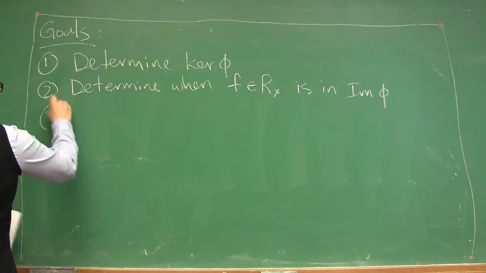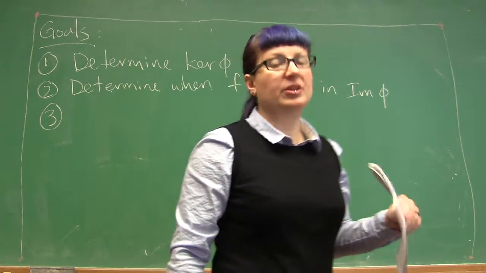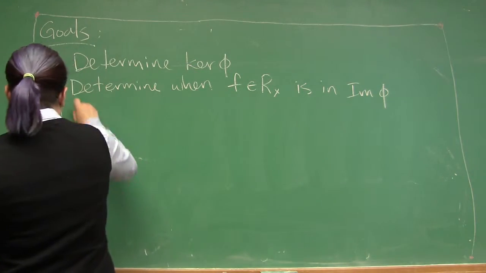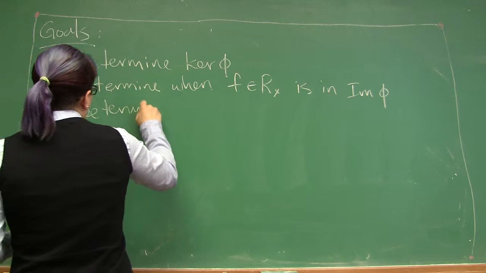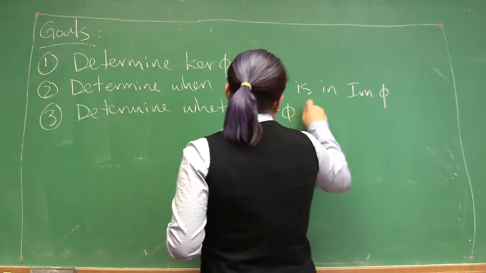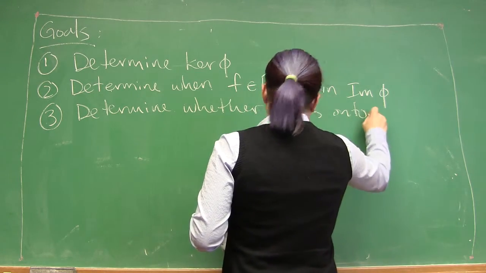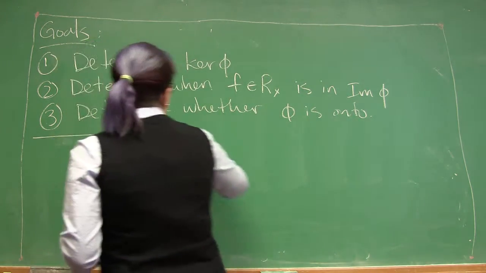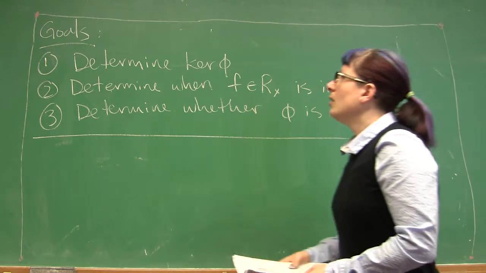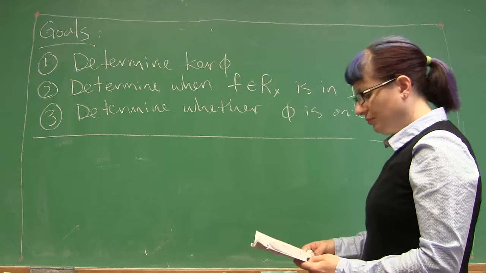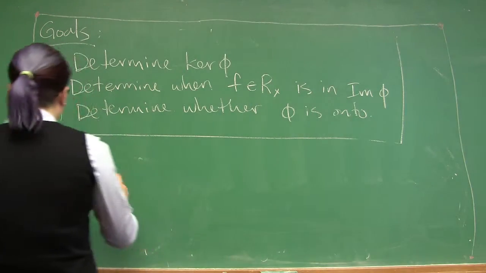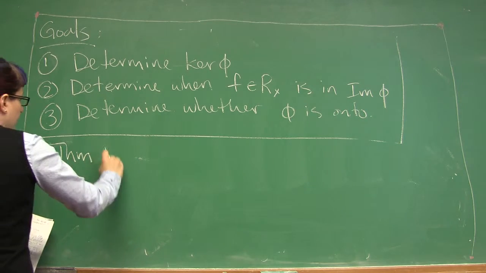And our third goal is to determine when the map is onto. Okay, so those are our 3 goals. So our first goal is answered by the following theorem.